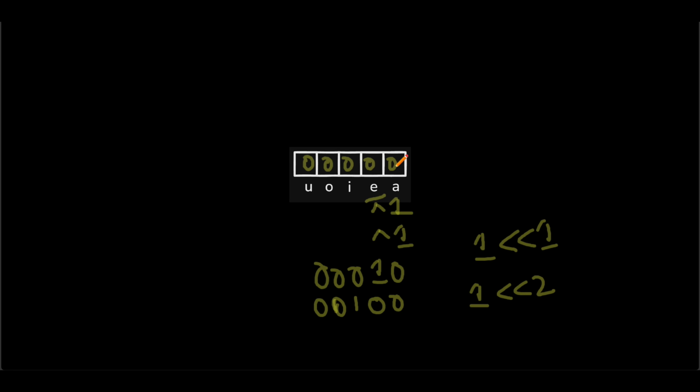And at maximum, there will be 2 to the power of 5 such states. That is 32, because there are 5 bits and they can be either 0 or 1. So in total, we have 32 such states. For example, one state can be A occurs an odd number of times, but the rest of the vowels occur an even number of times, and so on.